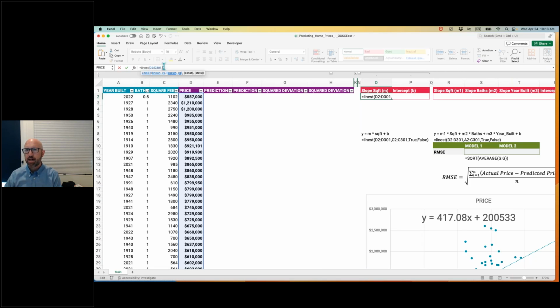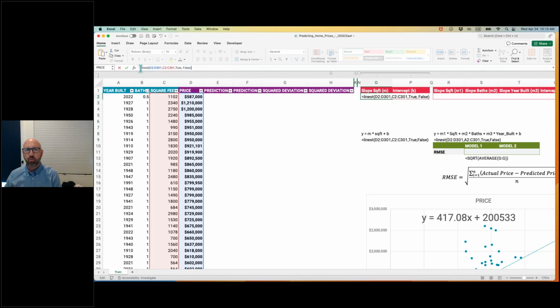I'm going to add a comma, and now it's asking for all my known values in x. So for x, I'm going to go with this one here, which is C2. I'm going to type in C301. And then it asks me if I want to manipulate the constant and the stats. For now, let's type in true and false. I'm going to explain what that means in a minute.